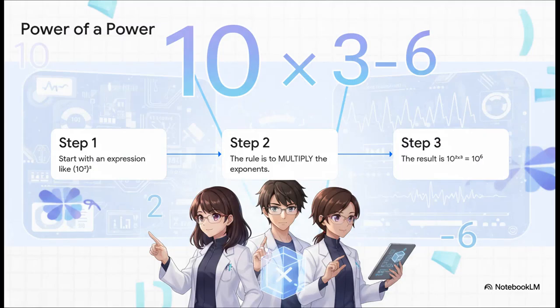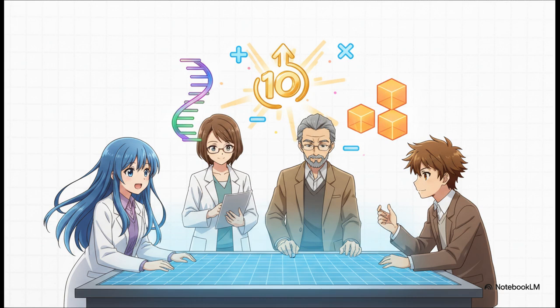So what about this last rule, when you have a power that's raised to another power? For something like 10 squared, and then all of that is raised to the third power, the rule is even simpler. You just multiply the exponents. So 2 times 3 gives us 10 to the 6th. Done. So, let's wrap this up.